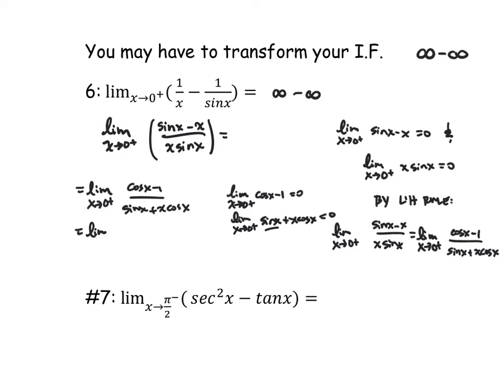By L'Hopital's rule, this would be equal to the limit as x approaches 0 from the right of negative sine x over, derivative of the bottom would be cosine x plus cosine x minus, that would be derivative of x is 1 minus sine x. Okay, I see what we're going to get here. The limit of the top, if I plug in 0, I would get 0. Limit of the bottom, if I plugged in 0, I'd get 2 minus 0, which is 2. Therefore, this limit, infinity minus infinity, comes out to equal 0.